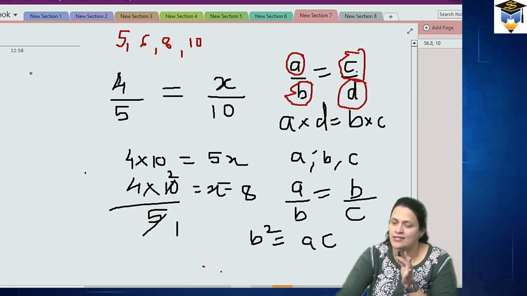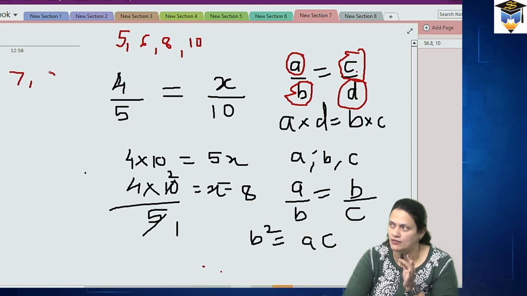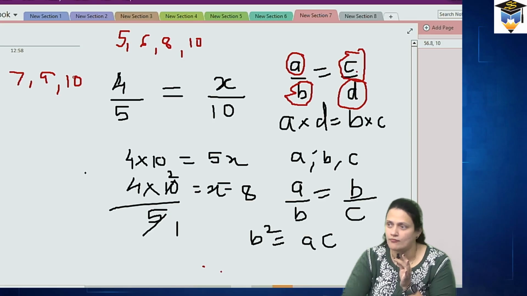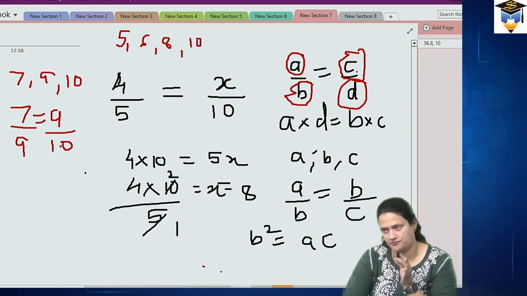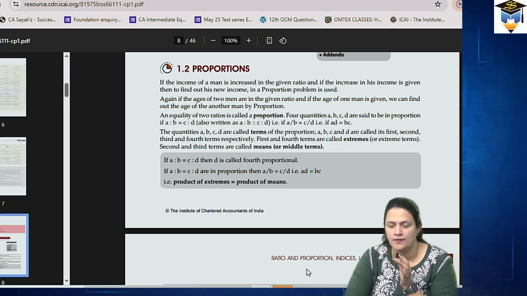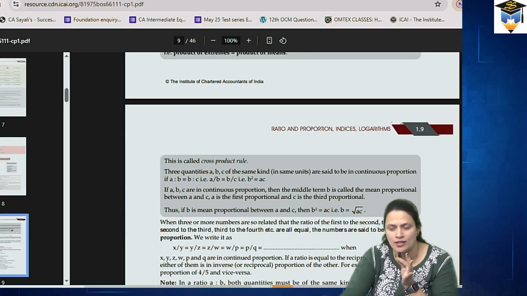But this is in case of normal proportion. But if I say that 7, 9 and 10 are in continued proportion, then 7 upon 9 is equal to 9 upon 10. So in this case which are the extremes? 7 and 10, and which is the mean? Understood? So that is, the product of extremes is equal to product of means. This you have to understand. This is called the cross product rule.